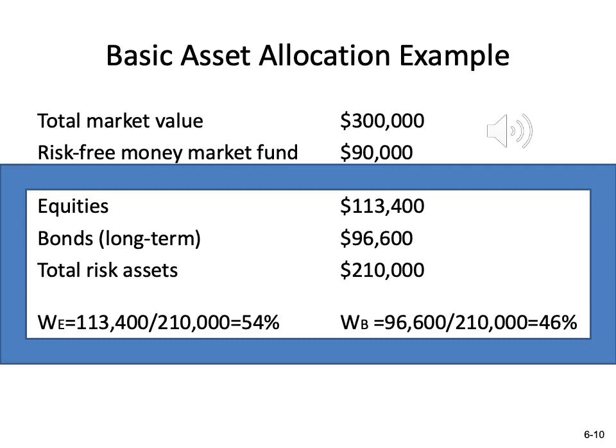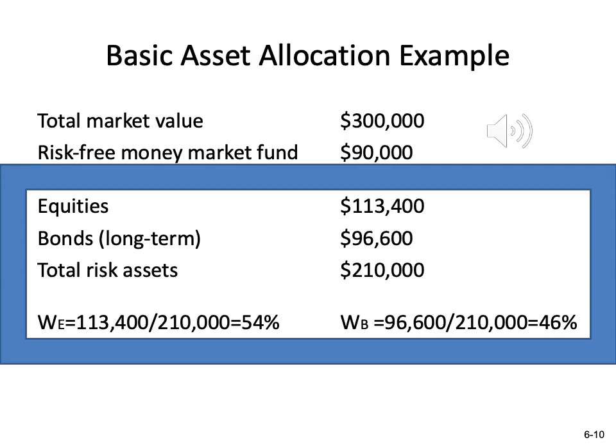So within the total risky assets, what is the weight, or the percentage, of the equities and the bonds? The weight of the equity in the total risky asset is the dollar amount of market value of equities, $113,400, divided by the total risky assets market value, which is $210,000. So the ratio is 54%, or the weight of the equities is 54%.